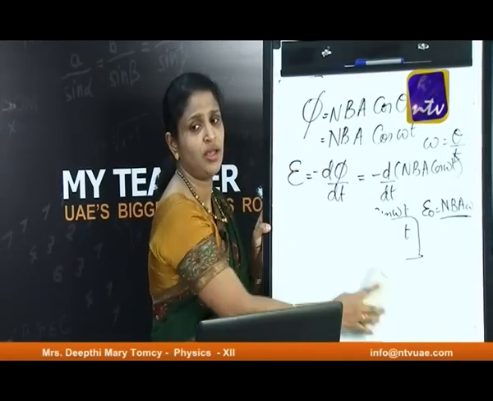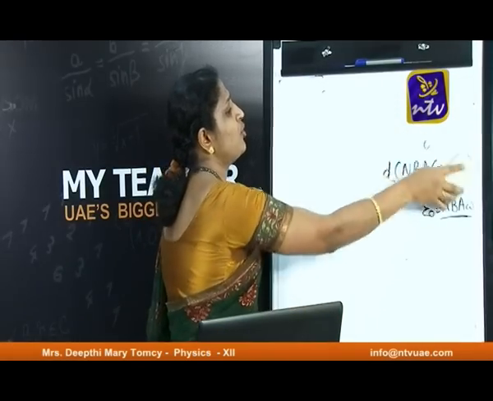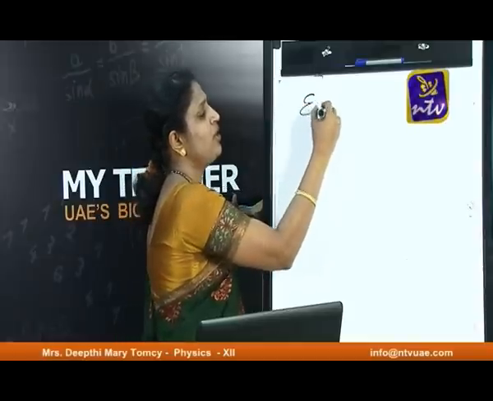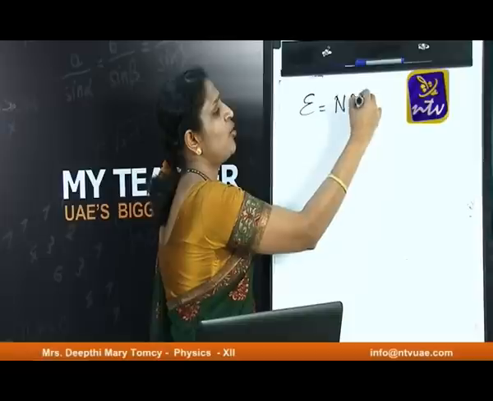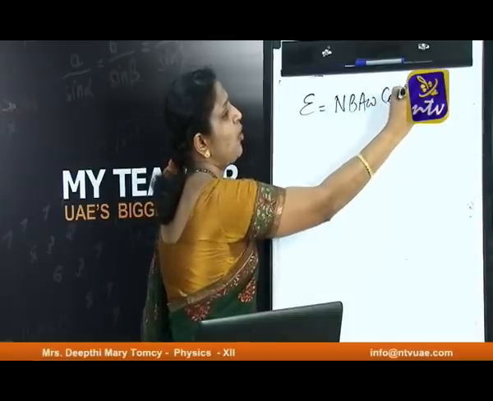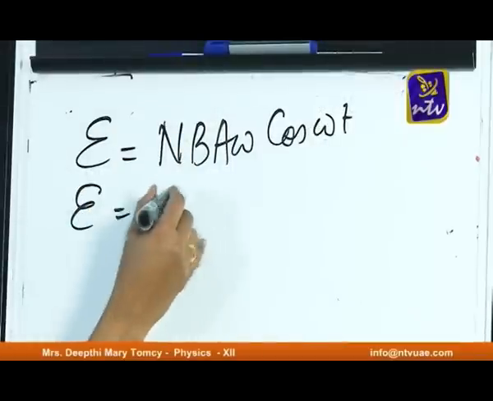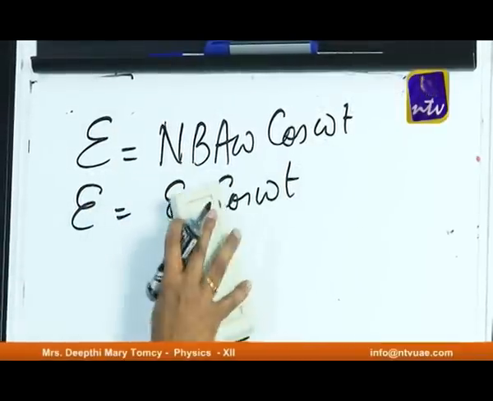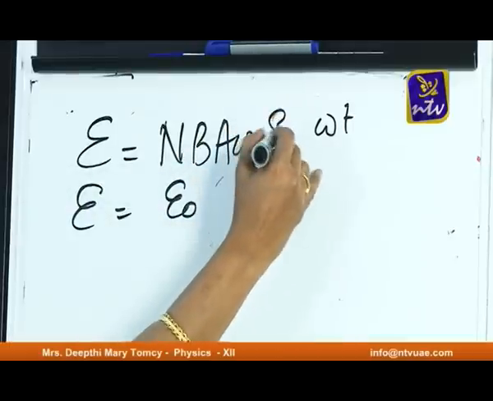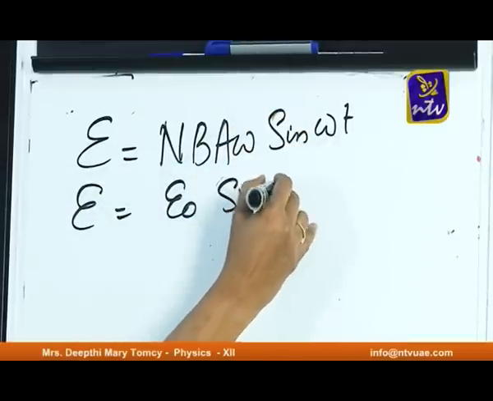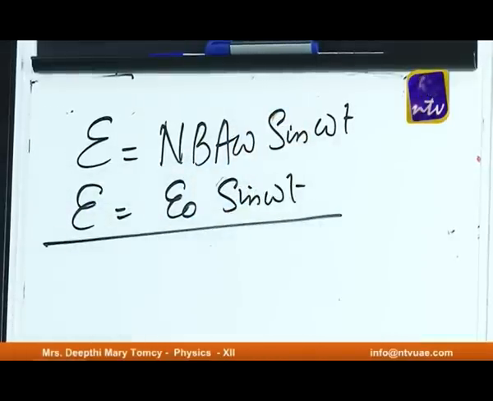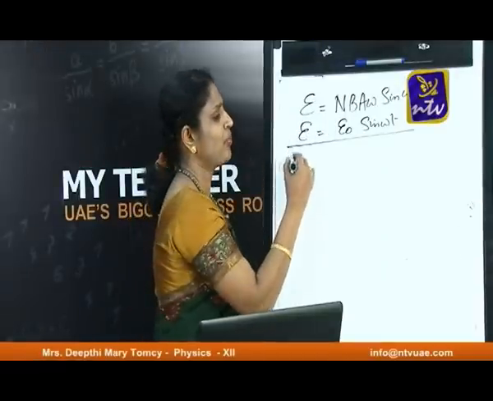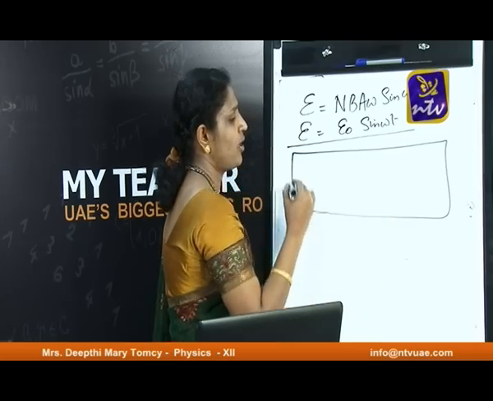Now you can see very clearly how you can change the orientation of the coil and induce EMF in it. E is equal to NBA omega sin omega t, and E is equal to E0 sin omega t. We have written the expression already, E0 sin omega t. Let us see how this one varies with respect to the time or with respect to the angle. Let us analyze this.